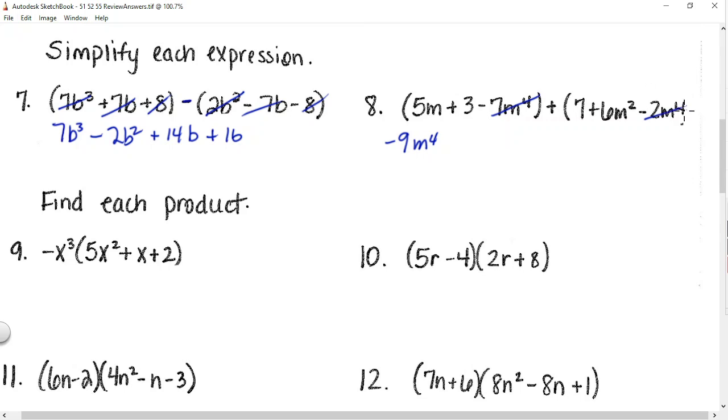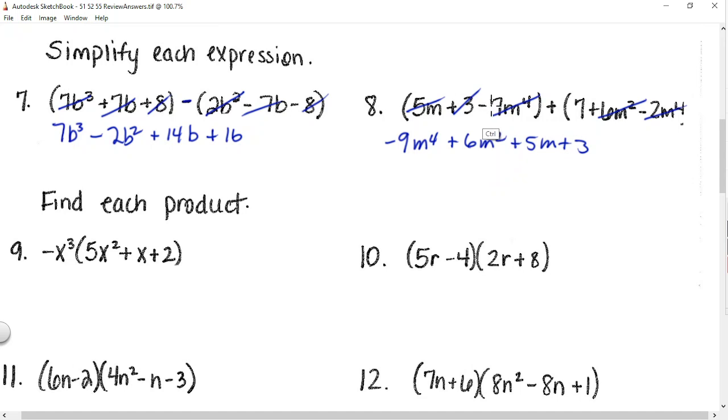Okay, and those go away. We combine the next one. The next highest power is this right here, the 2. And there's nothing to combine that with. So that's plus 6m squared. Okay, and then the next one is 5m, nothing to combine it with, plus 5m, and then we have plus 3.